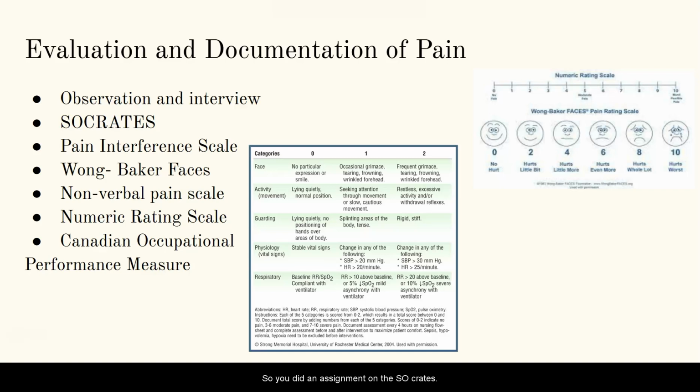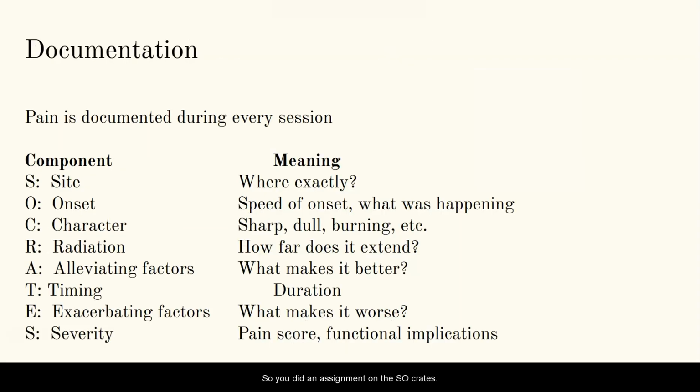So you did an assignment on the SOCRATES. So this should look pretty familiar. Every time you're doing documentation, you should be documenting on these things. Where is it? When does it happen? What does it feel like? Does it radiate? What makes it better? How long does it last? When does it happen? Does anything make it worse? Does anything make it better? And how does it limit the client? And then documenting 1 out of 10 or 0 out of 10, 0 being absolutely no pain, 10 being the worst pain you've ever had in your life, and you need to go to the emergency room.